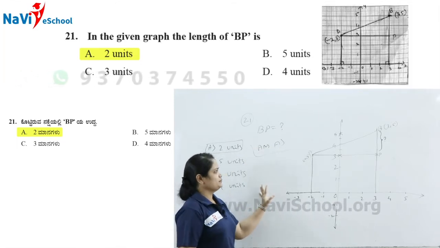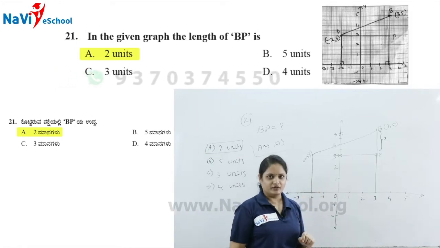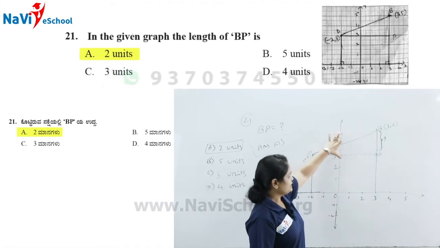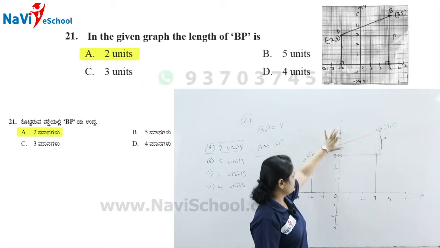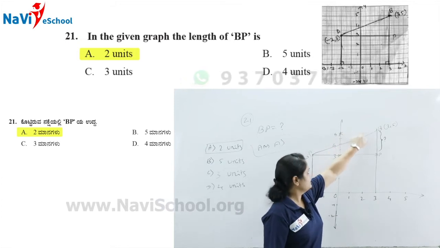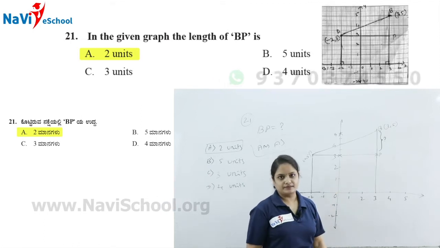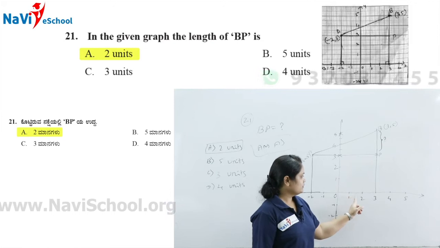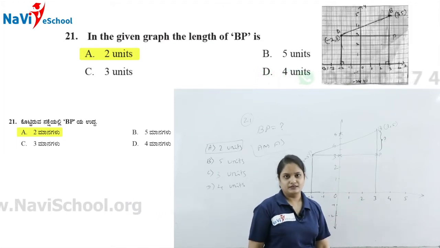Got it? It is very simple. Only the diagram is big, the answer is very small. You only have to think how many units this BP is. That is 1, 2. From here it has started, here it has ended, isn't it? Therefore, BP is 2 units. Each is carrying 1 unit. 0 to 1 is 1 unit, 1 to 2 is 1 unit. Therefore, it is 2 units. Is that clear?